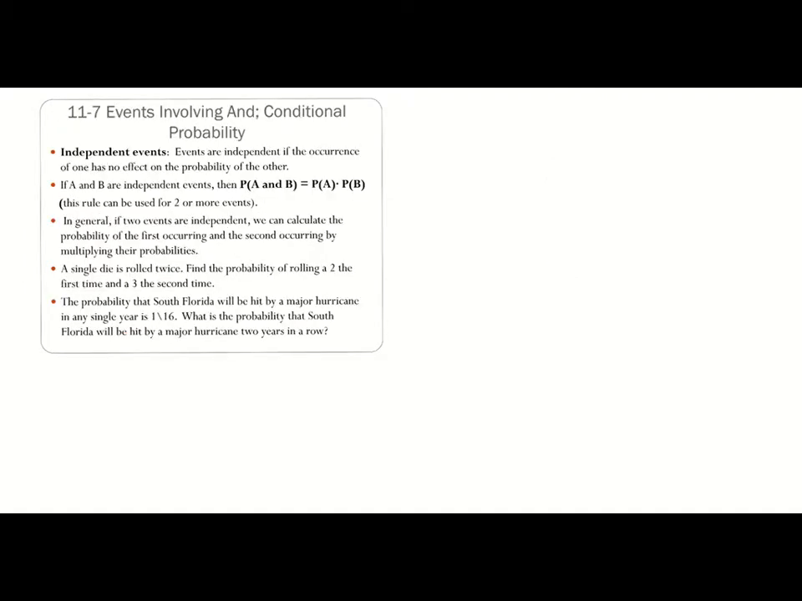All right, now we're on section 11.7. And here we're going to look at independent events, events involving the word and, and also conditional probability. So if events are independent and we're looking for the probability of A and B, that keyword and means to multiply the two events together.